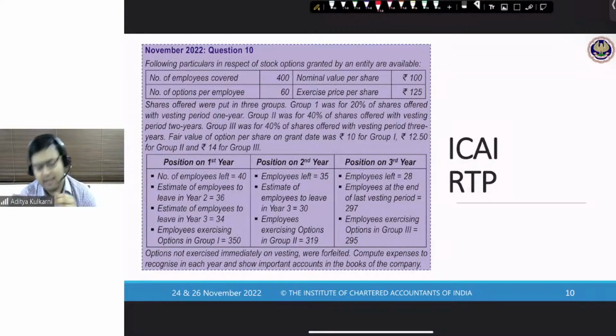Okay, so now let us come to this question. This question talks about something known as graded vesting. So we will read the question, understand what it is, and then proceed to solve. This is your November 22 RTP question, but it was also there in the earlier syllabus.